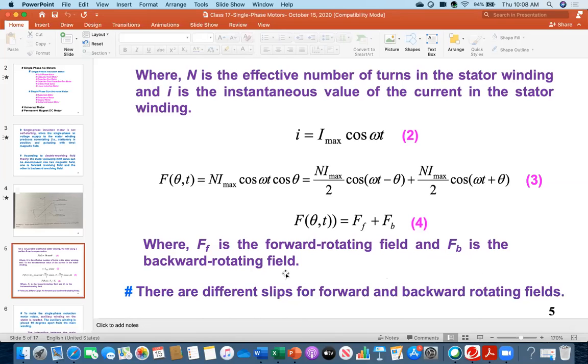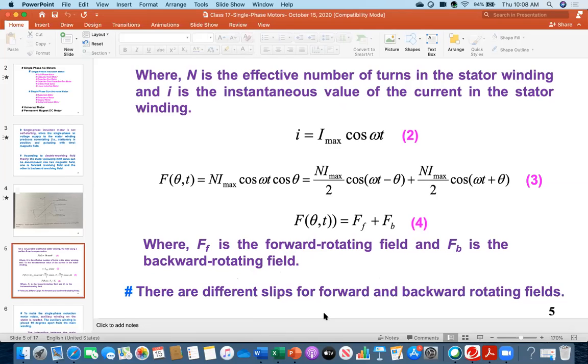But for the backward rotating field, the slip equation is different. I am showing you, it will be 2 minus the forward slip. Therefore, the slip definition that you have learned in the case of the three-phase induction motor is applicable to the forward rotating field only. For the backward field, it has a different slip. Easily you can guess that because it is rotating in the backward direction, motor direction will be opposite. Consequently, the slip equation will be different.